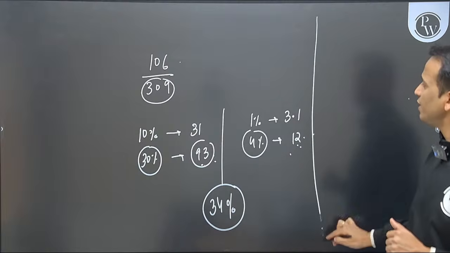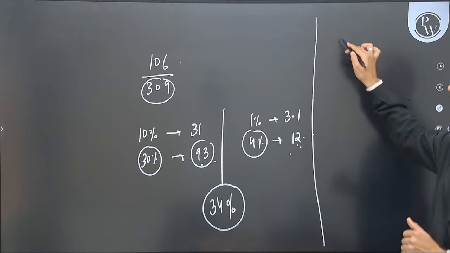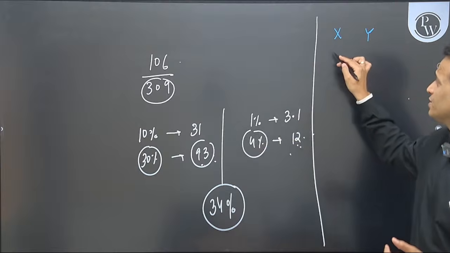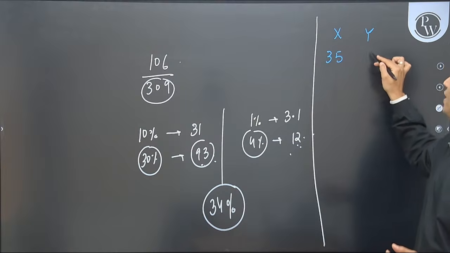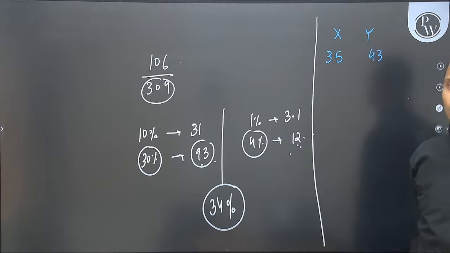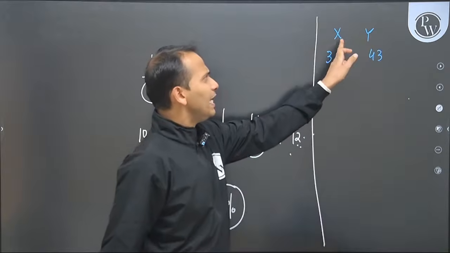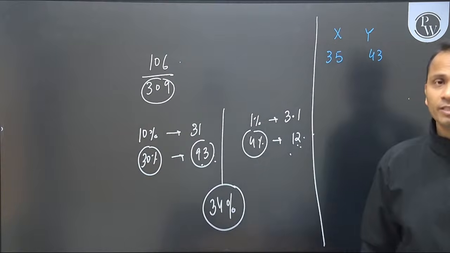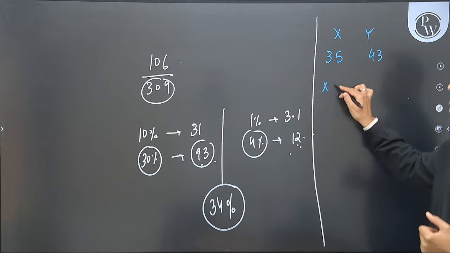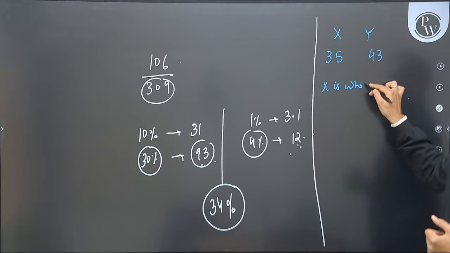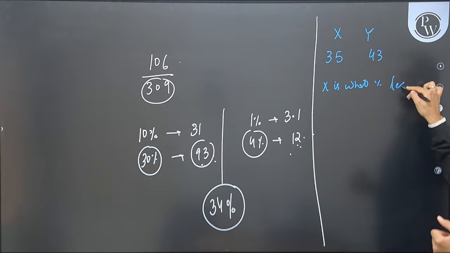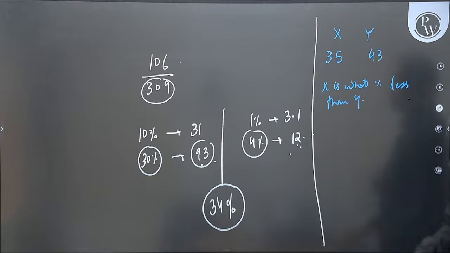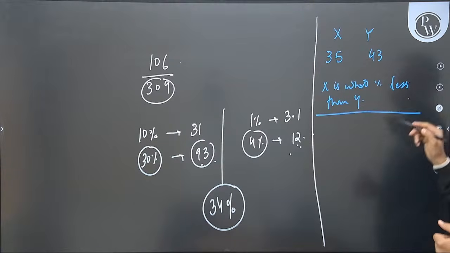So if, let's say, you have two numbers, X and Y, and the value of X is 35 and the value of Y is 43. Can I clearly see that X is less than Y? Obviously, 35 is less than 43. Now the question is, X is what percentage less than Y?